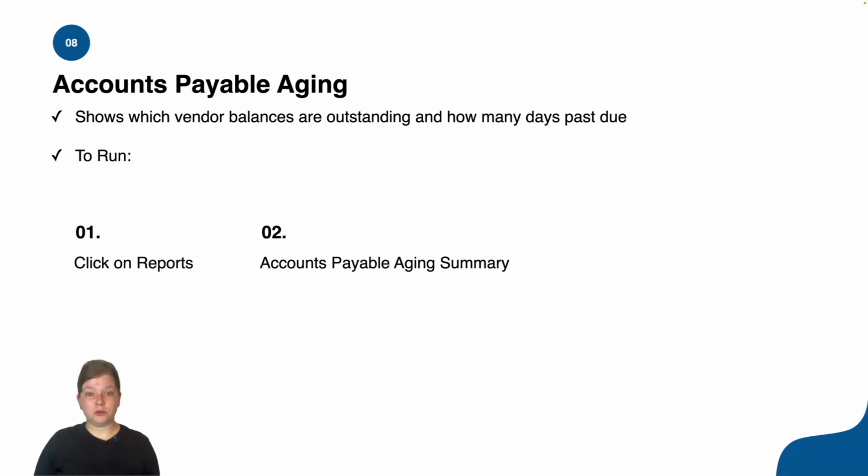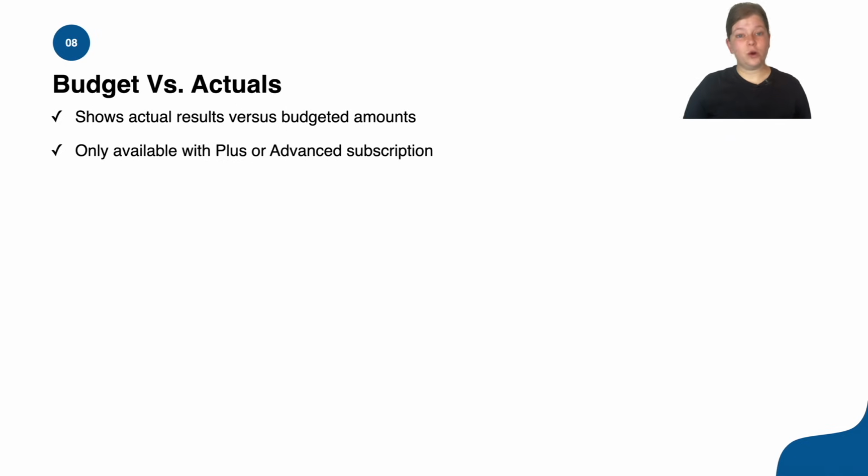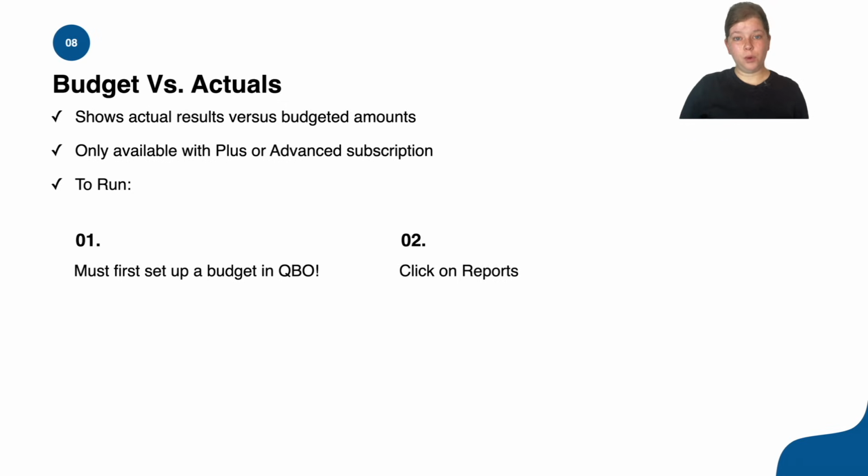You're going to find the Accounts Payable Aging Summary and choose the appropriate date. And then the Budget versus Actuals report, this shows your actual results versus your budgeted amounts. This report is only available in QBO Plus or Advanced subscriptions. To run this one, you've got to first set up a budget in QuickBooks Online, and then you would again go to Reports, search for Budget versus Actuals, and run the report.